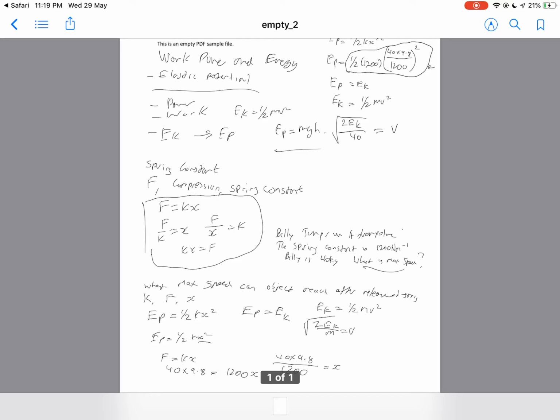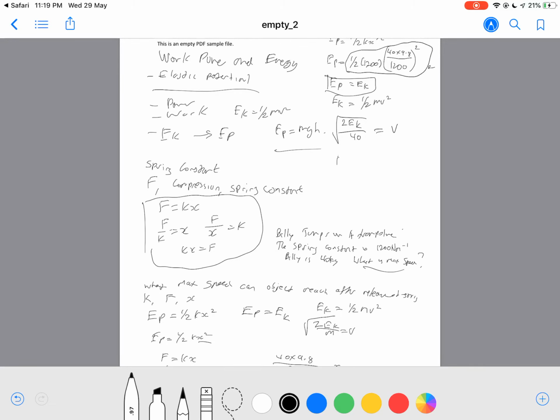Another question I'm going to ask you is, what is the maximum height that the ball reaches given that a spring is released? So instead of doing EP equals EK, you'll just do EP equals EP. So half kx squared equals mgh. This is what you'll use, and then you'll say half kx squared divided by mg equals h. So this is what you'll use if you want to find the maximum vertical height that the object reaches after it is released from the spring.